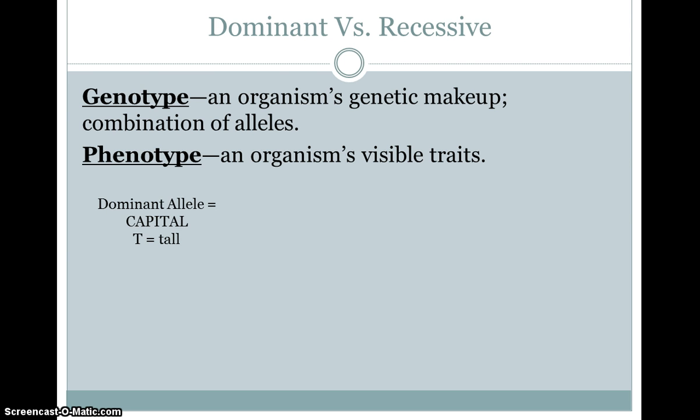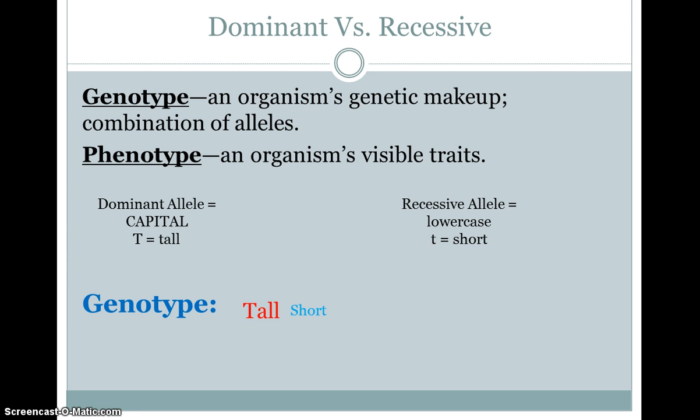Okay, so going back to dominant alleles. A dominant allele is represented always by a capital letter. So in the case of tall in pea plants, the tall allele is dominant, so it's represented by a capital T. Recessive alleles, on the other hand, are always represented by a lowercase letter. So in the case of pea plants, once again, the short allele is recessive, and it is represented by a lowercase t.